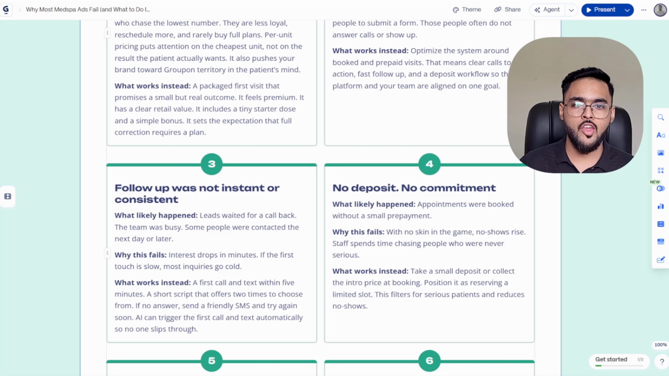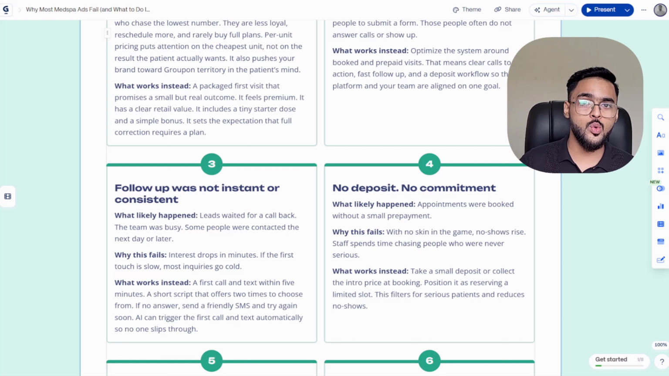But by then, that person has either gone cold, meaning they've lost interest, or booked somewhere else. So, what works instead is speed, under 5 minutes. A call and a text right away. And if they don't answer, a friendly SMS. "Hey, Sarah, so you were interested in this package. Would Tuesday at 3:30 or Thursday at 11 a.m. work better?" That fast touch is what turns interest into an appointment.